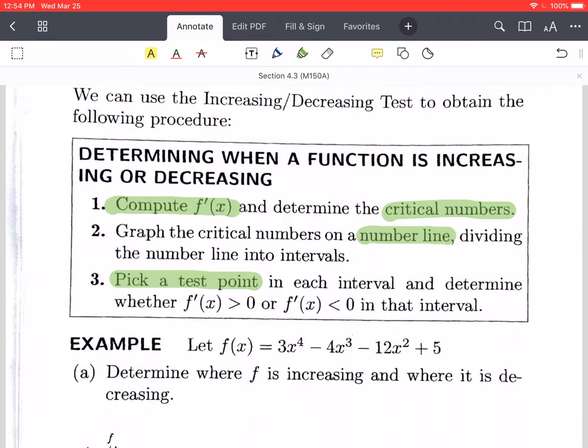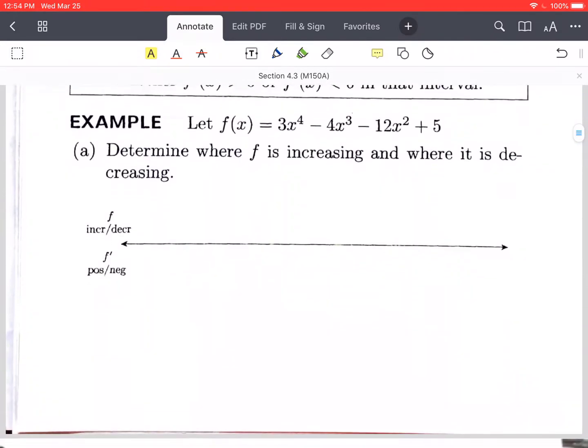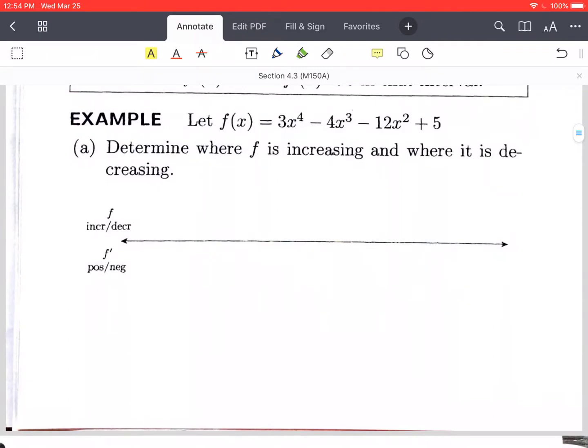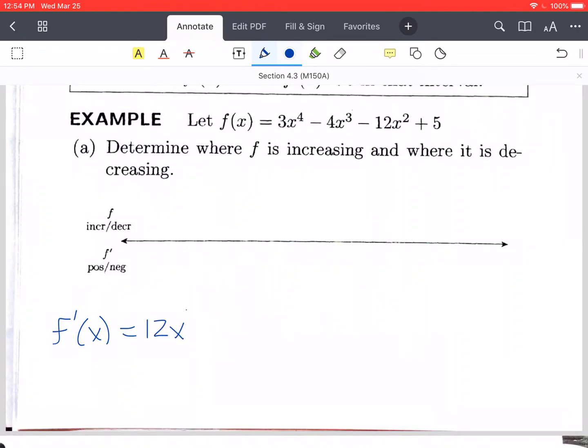Okay, so let's go ahead and look at this example here. So we have f of x equals that function. Determine where f is increasing and where it is decreasing. Alright, so let's get the derivative here. So f prime of x, that's going to be 12x cubed minus 12x squared minus 24x, and then plus 0. So just using the power rule a lot on this one.